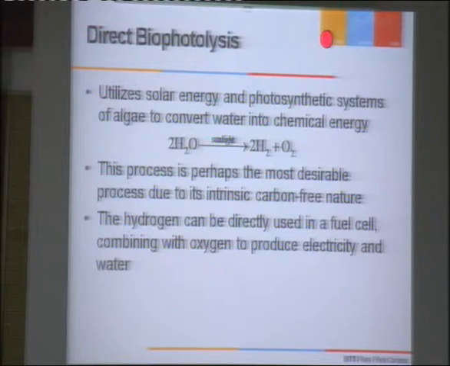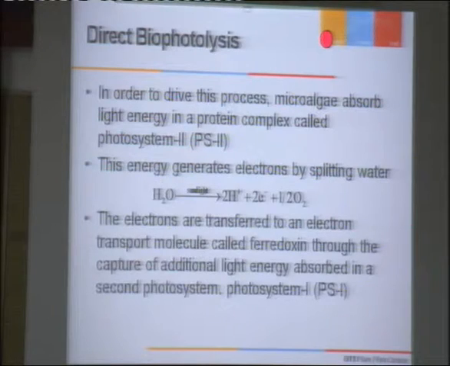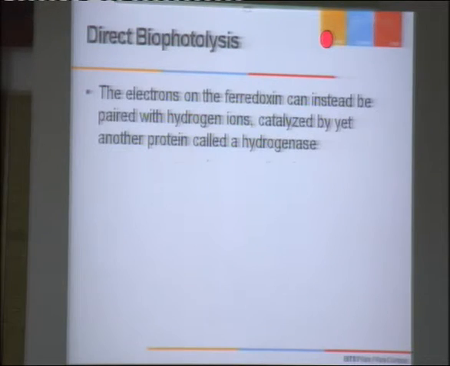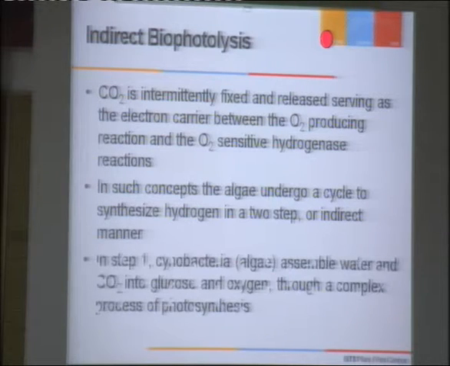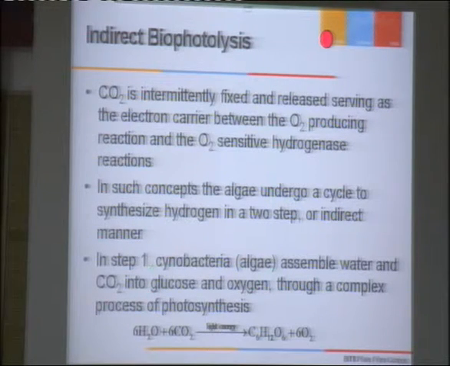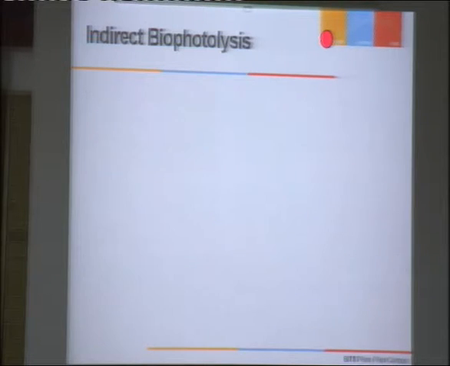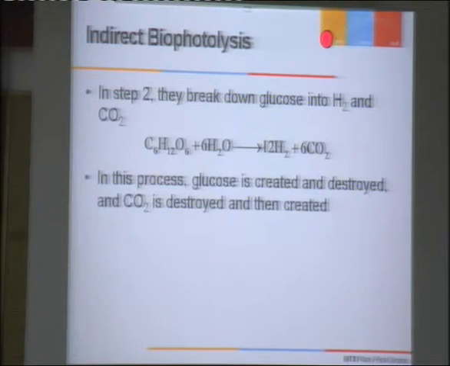In all, whether it is a direct biophotolysis or an indirect biophotolysis. In direct biophotolysis, it utilizes the solar energy and photosynthetic system of algae to convert water into chemical energy. So the water is split into hydrogen and oxygen. There is a mechanism in which H2O is first converted to 2 hydrogen ions and electrons, and then the enzyme utilizes those 2 electrons to combine the 2 atoms of hydrogen into the form of hydrogen, H2.